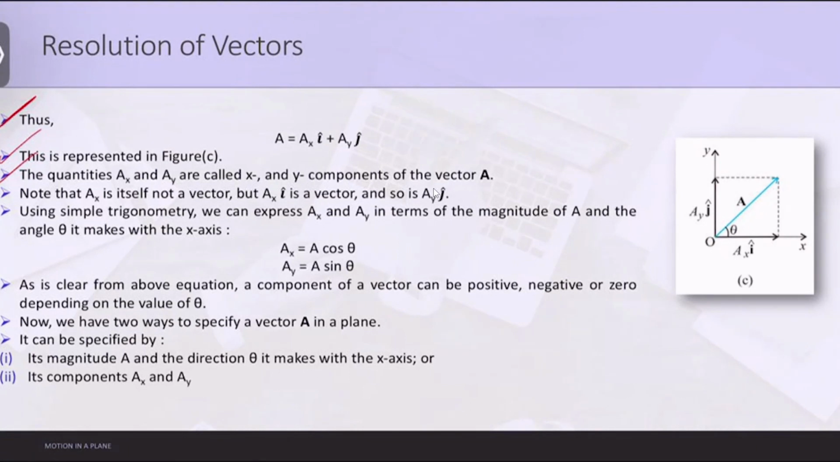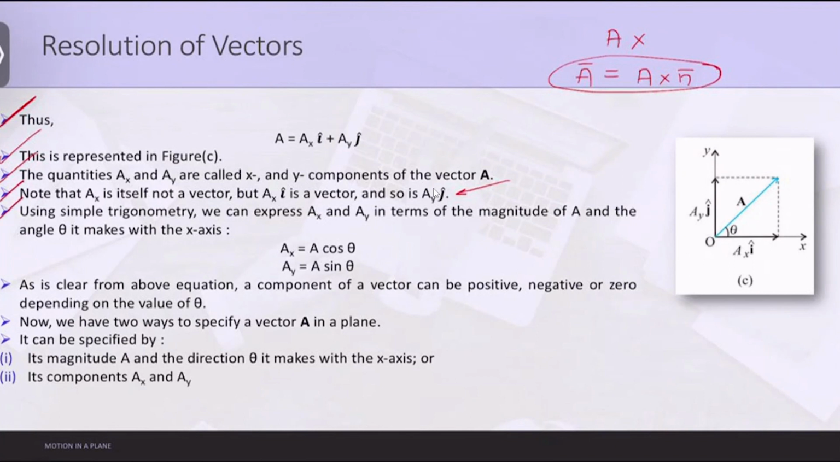Note that AX is itself not a vector. This is a very important point. AX is not a vector, but AX I cap is a vector. Similarly, mod A, the magnitude of vector A, is not a vector, but when it is multiplied by n cap, it is a vector. So AX is a scalar only, but AX I cap is a vector, and similarly AY J cap is a vector, because we are multiplying I cap and J cap with some factor, and therefore that complete value becomes a vector.